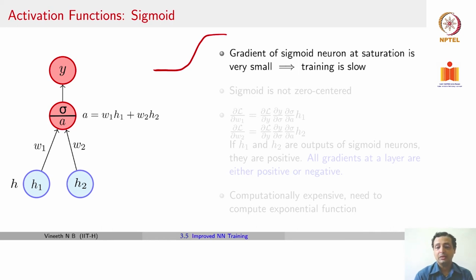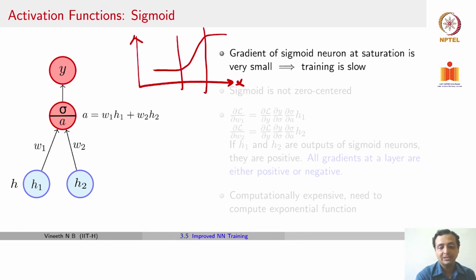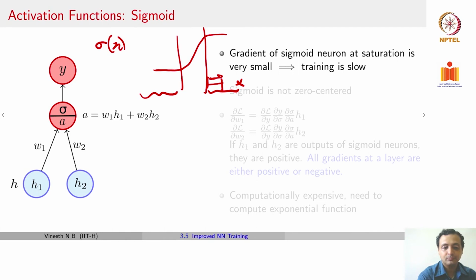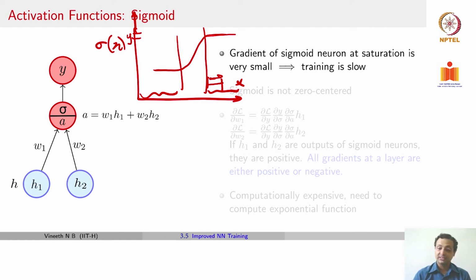You see here that when the input is very small or even very large, remember that your input is along the x-axis here, the y-axis is your sigma of x. When your input is small or large, even a very large change in the input may result only in a very small change in the output here, because this function is almost flat after a certain point. This is the case whether the input is small or whether the input is large.